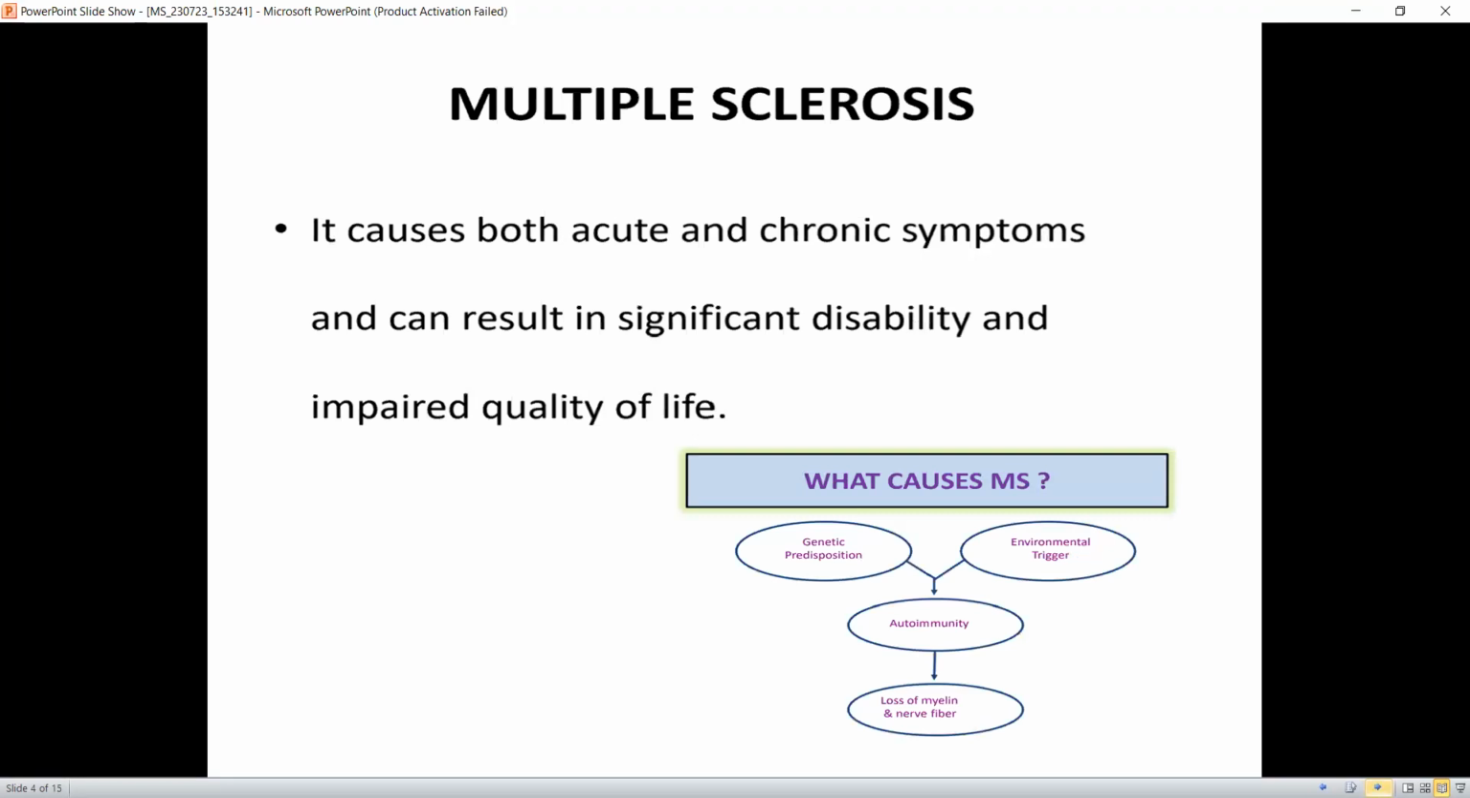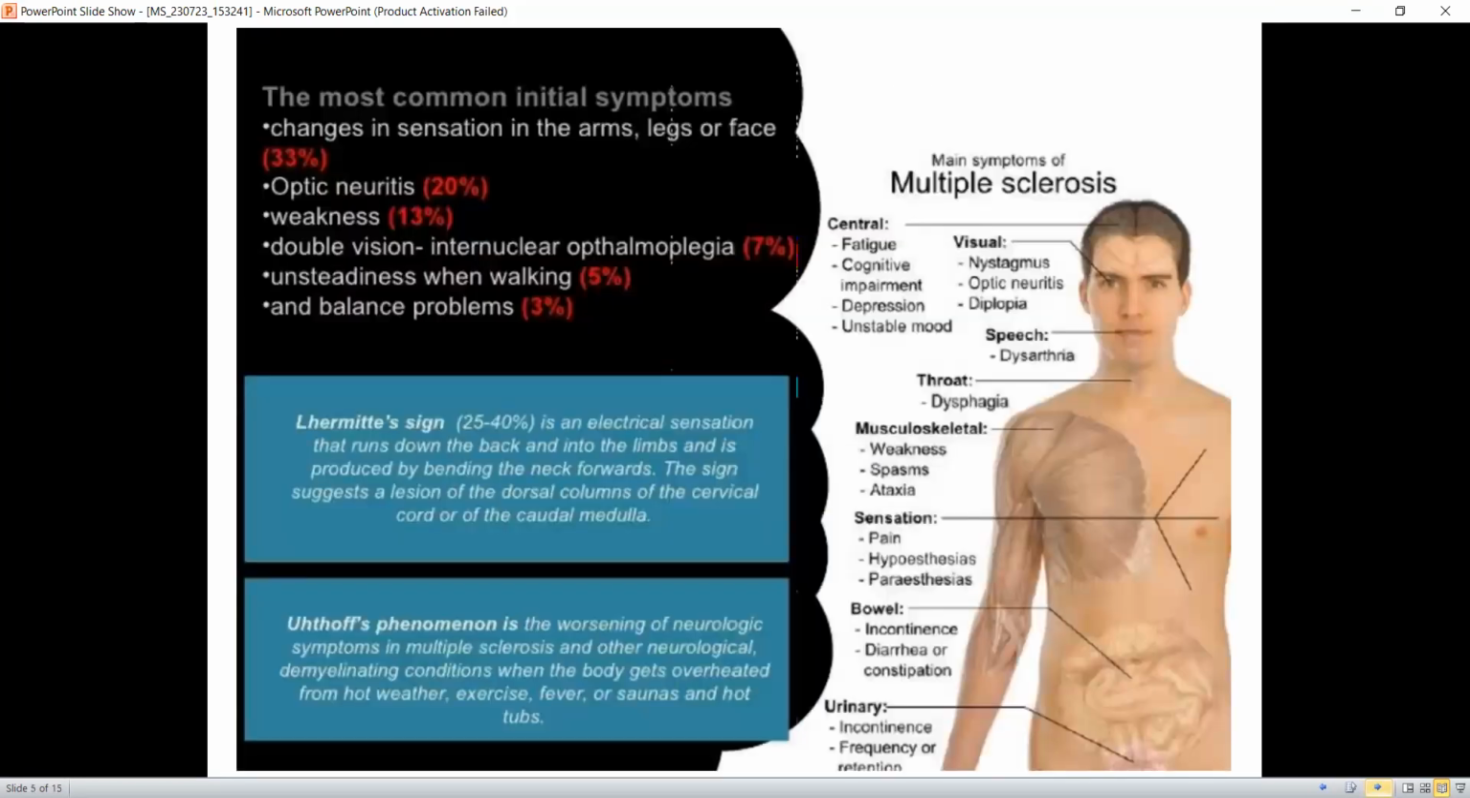Damage to myelin leads to symptomatic flare in MS, and these damaged areas often do not fully recover, leading to areas of scarring, damage, and acute and chronic symptoms of MS, which in turn leads to significant disability and impaired quality of life. Genetic predisposition and environmental triggers affect the autoimmunity, which in turn leads to loss of myelin and nerve fiber.